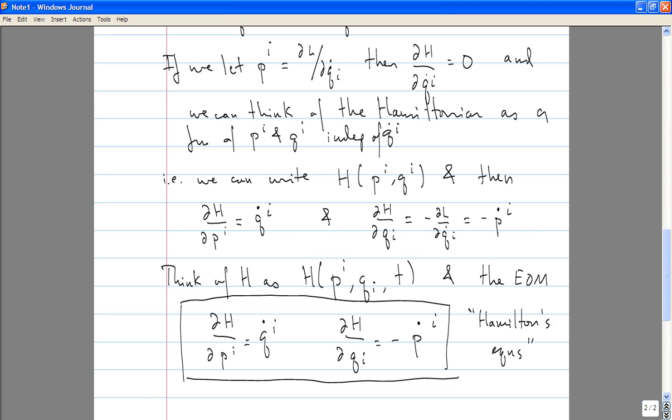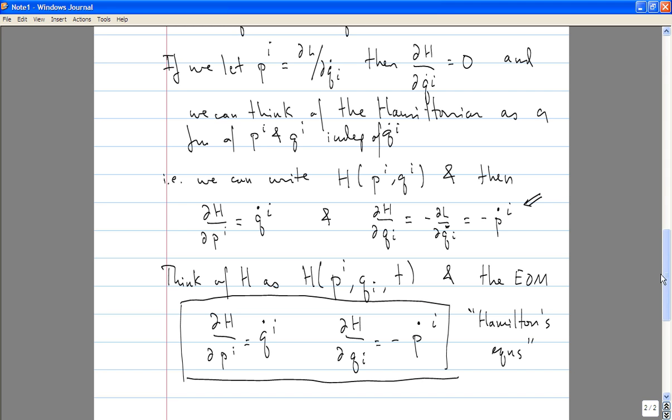And these equations are completely equivalent to the Euler-Lagrange equations, which are the equations of motion obeyed by a dynamical system. Indeed, we just derived them by imposing the Euler-Lagrange equation that dL by dq, sorry, there's no dot there, dL by dq is the time derivative of p. So this gives us a different way of thinking about the equations of motion of a dynamical system.